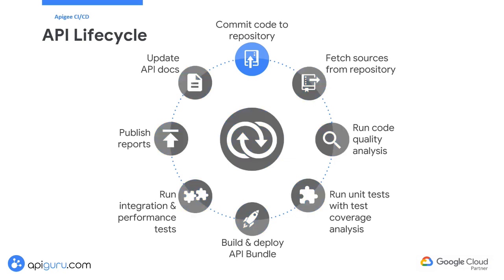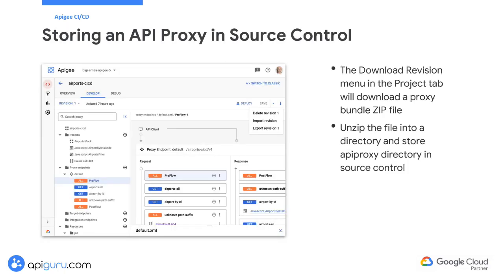You can commit code to your repository directly from the Apigee UI or through your integrated development environment. In the Apigee UI, you can manually download an API proxy configuration bundle as a zip file.